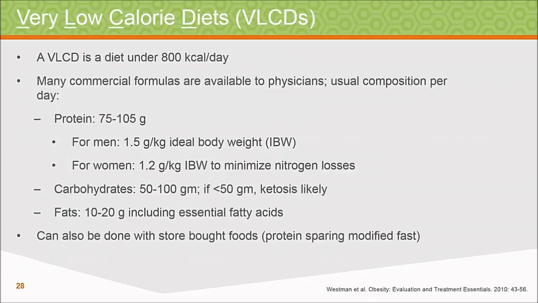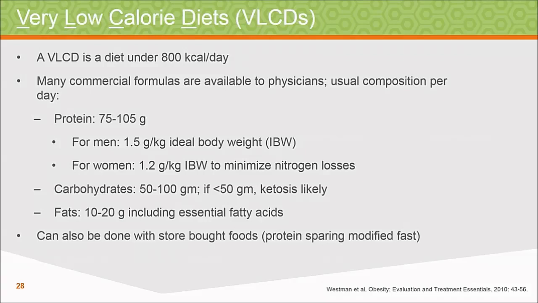Let's talk a little bit about very low calorie diets. A VLCD, or a very low calorie diet, is typically a diet that's less than 800 calories a day. There's a lot of formulas out there. There's a lot of different vendors that can basically pre-package a VLCD. So you're going to have these 4 shakes and these 2 bars, and that's going to give you all the macro and micronutrients that you're going to need. That's one way to do it.